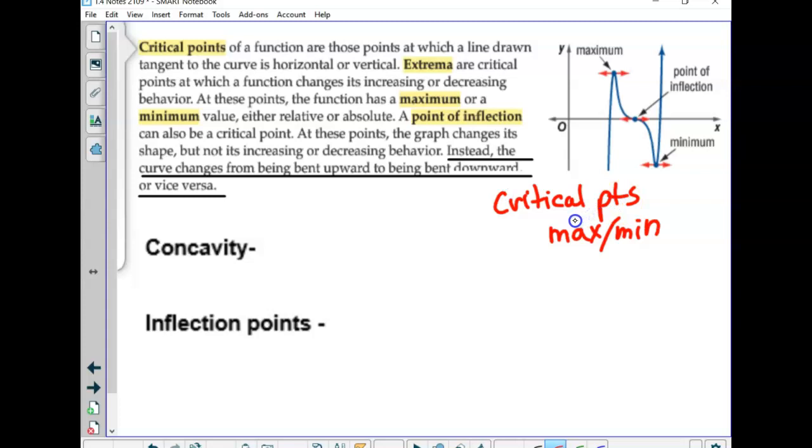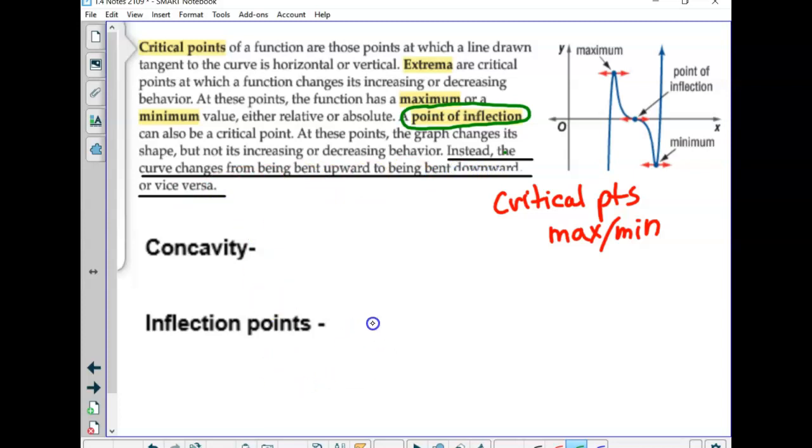But also, critical points, when the function changes from increasing to decreasing, those would be the maxes and mins. At these points, the function will have a max or min, either relative or absolute. Okay, this is the new one. A point of inflection can also be a critical point. At these points, the graph changes its shape, but not whether it's increasing or decreasing. Instead, the curve changes from being bent upward to being bent downward, or vice versa.